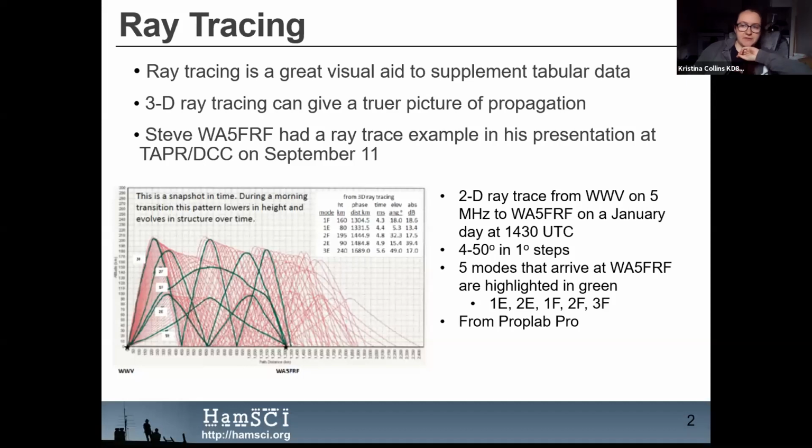Sorry, 2.5, 5, and 10. So, Kristina, are you doing 2D or 3D? 2D, just like this, okay. Yeah, it's much quicker, of course.